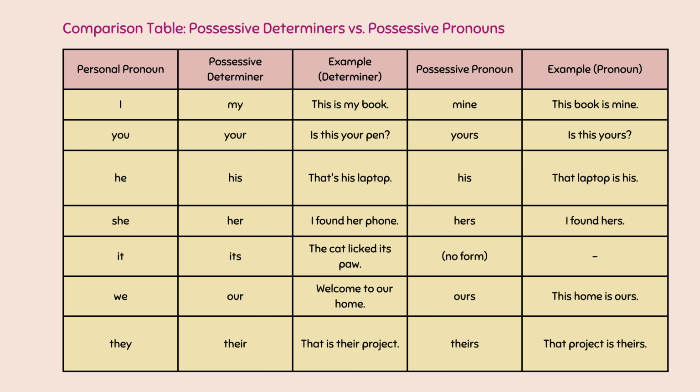They, possessive determiner: that is their project. Their comes before project and shows who owns it. Possessive pronoun: that project is theirs. Theirs replaces the phrase their project. It shows possession.